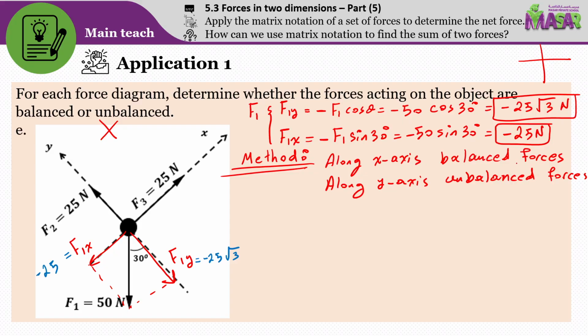So it can happen that the object is subjected to balanced forces along one of the axes and subjected to unbalanced forces on the other axes. Now for method two, remember that you will use one of these methods to solve the problem. In method two, I will use the matrix notation, knowing that if we have balanced forces, then the F net must be equal to the matrix 0.